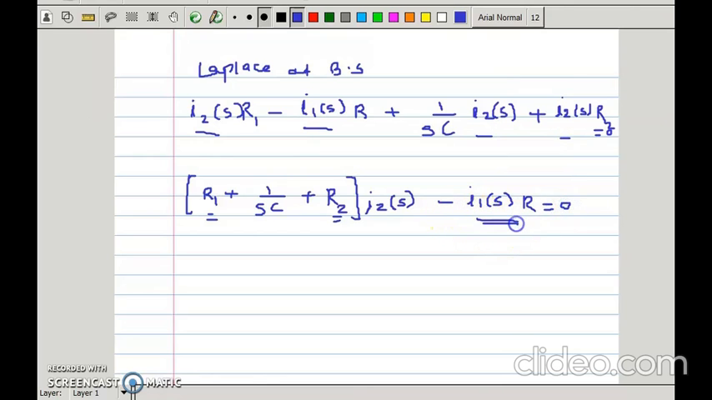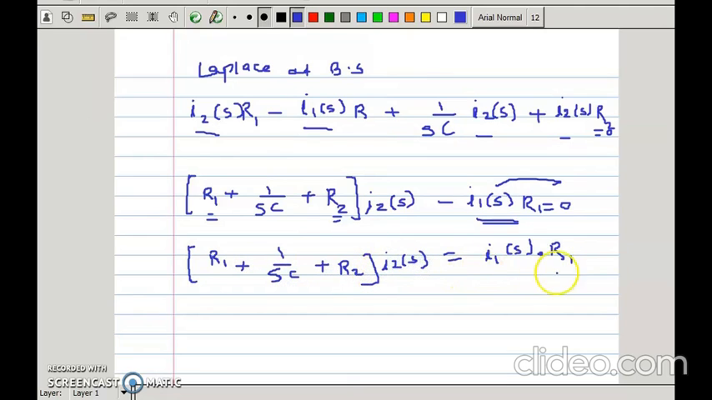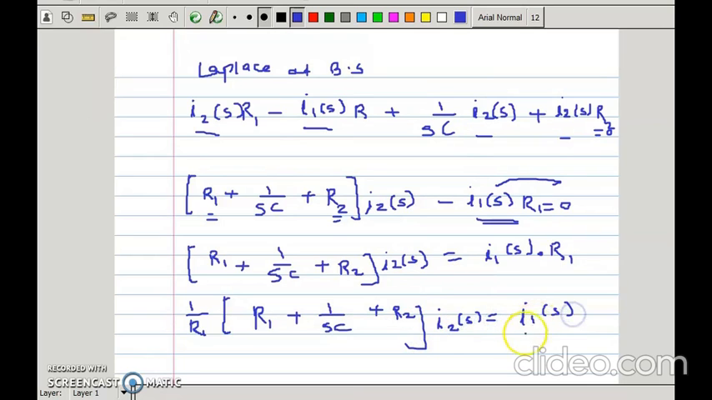Now we shift this term to the RHS because it is negative here. When we shift it to the RHS it becomes positive, so we get I1 of S R. Now for I1 of S, this R is R1, so can we move this R1 to the LHS? Because R1 is multiplied here, when we shift it, it becomes division. So 1 upon R1, times R1 plus 1 upon SC plus R2, times I2 of S, equals I1 of S. Here we get the value of I1.